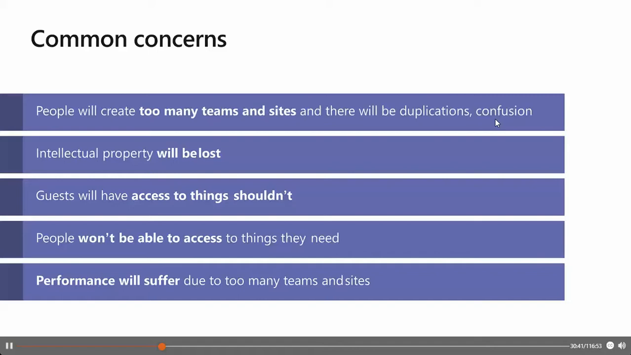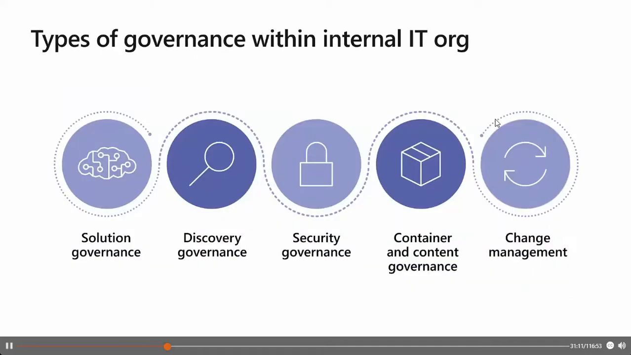Also, on the other hand, people don't have access to the right things. This could also be a major issue or concern. We hear it also very often. In another case, the performance will suffer due to many teams and sites, and it explodes. We see this really in large organizations, and you really need to take care of these different concerns in your environment and your implementation plan. In the next slide, we see the different types of governance within your internal IT organization.